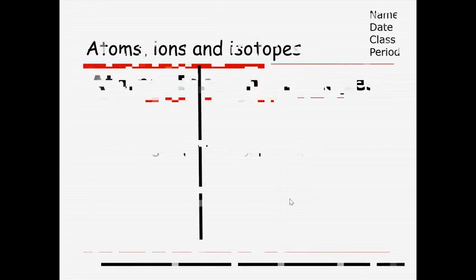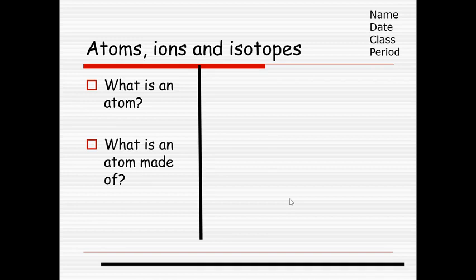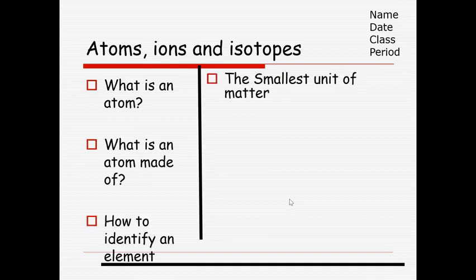And we're going to continue taking some Cornell notes as we've been doing, 2-column notes, making sure that you get the title on there. Don't forget your name, date, class, and period. And we're going to start with what is an atom? What is it made of? And how can we identify an element?